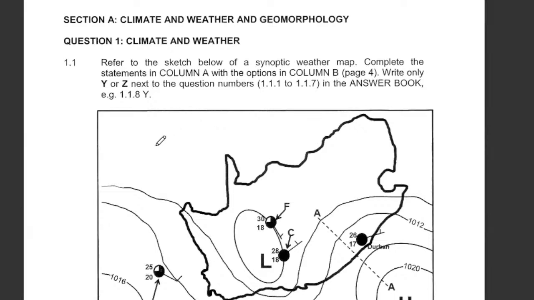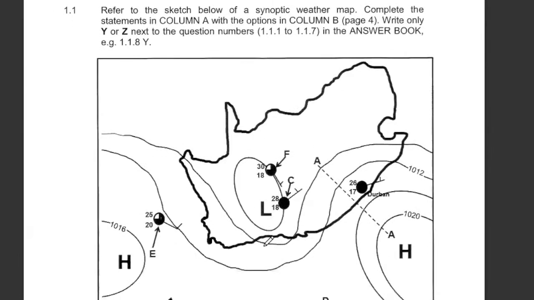it's about climate and weather, and under that line we are given a synoptic weather map. Therefore, we need to analyze it before we look at the questions. Okay. This is a map of South Africa that has got a low pressure in the interior, which we know as the thermal low. There's also a high pressure on the west, and there is another high pressure on the east. You all know, learners, that this is the South Atlantic high pressure.